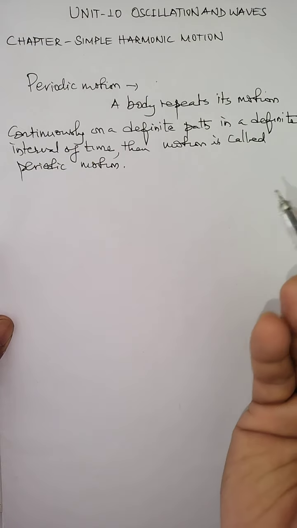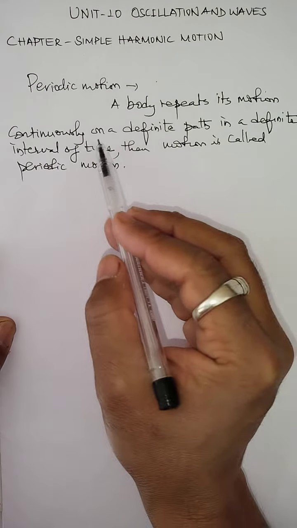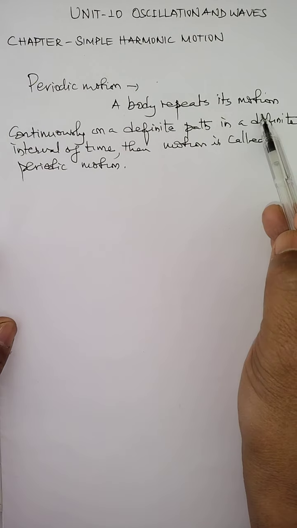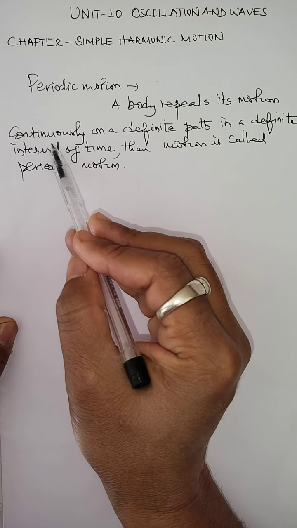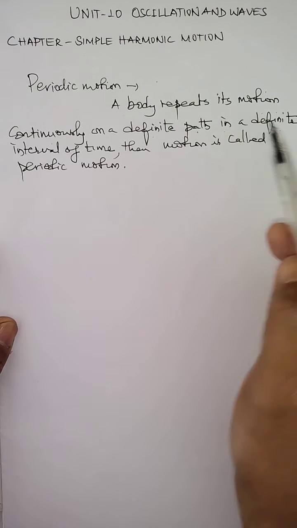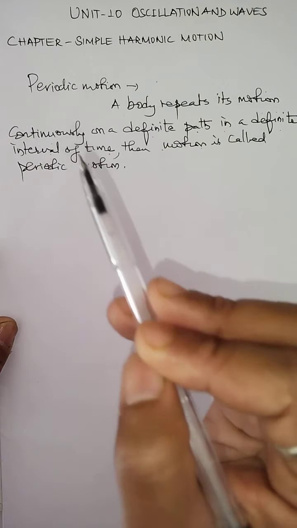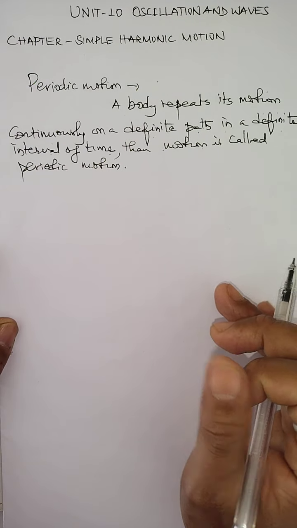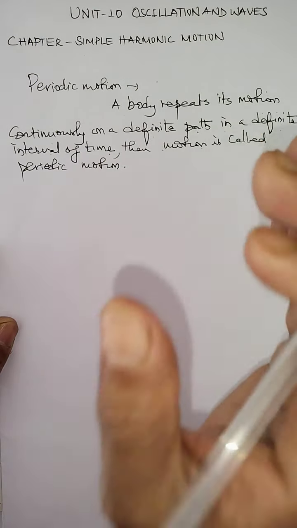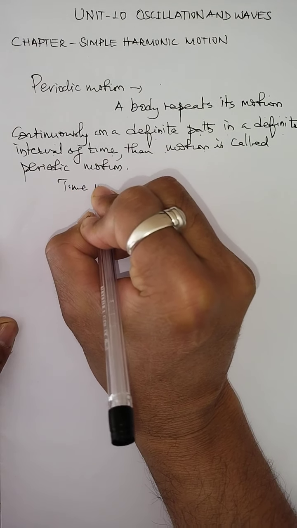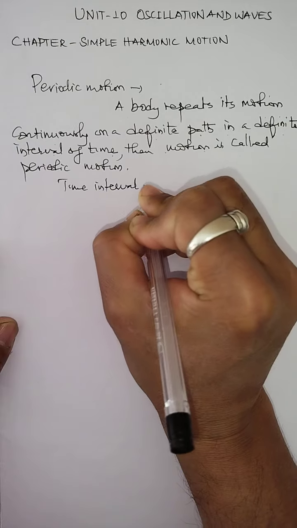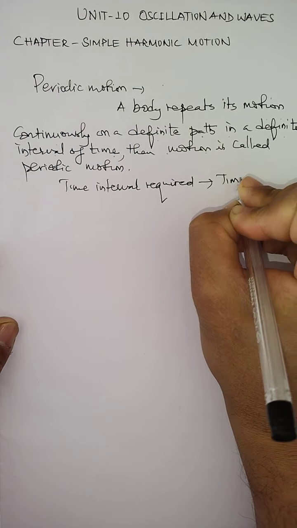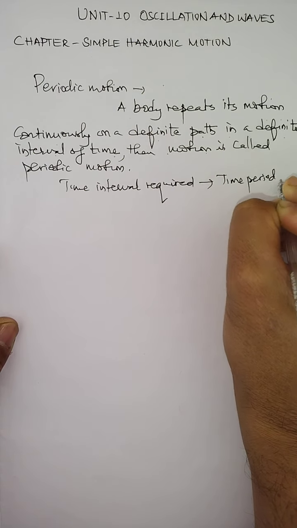The same statement can be written this way: when a body repeats its motion continuously on a definite path in a definite interval of time, then that motion is called periodic motion. And the time interval which is required to have periodic motion is called time period. So children, the time interval required is simply called the time period. Now there are a number of examples of periodic motion.